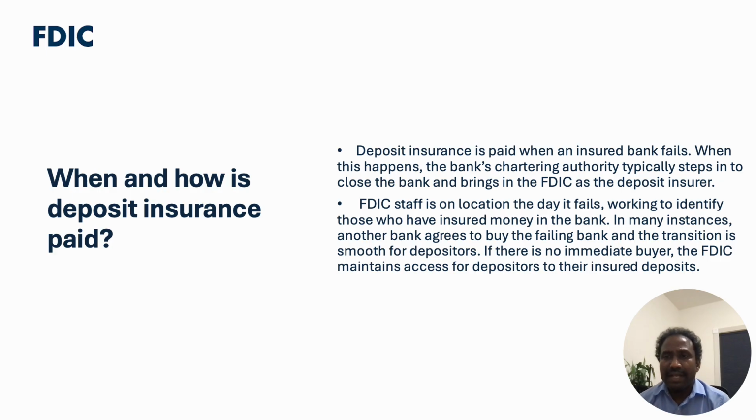Okay, and identify those who have insured money in the bank. That insurance will be triggered, and they will try to pay the money, the amount you have, and include the interest and everything. Okay, so they'll try to pay.